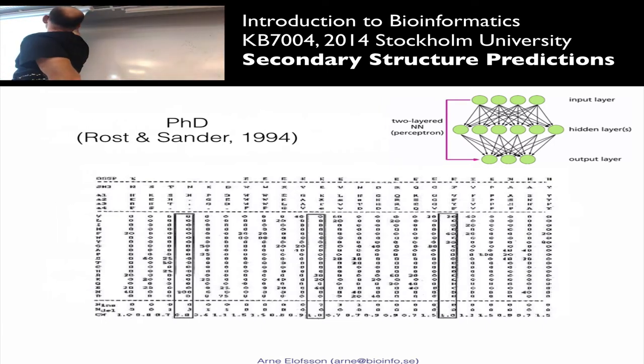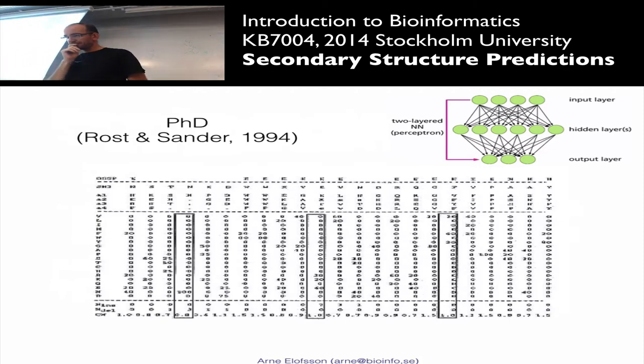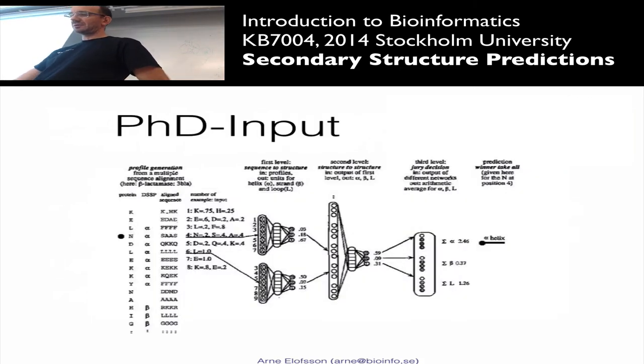And they have some input layer, output layer. In this case, you would have 3 outputs: helix, sheet, loop. They did a few more tricks to get the performance up over 70%. One trick is that you use several layers. You used a first layer network, a sequence-to-structure network. Basically, you take this input here, and you have a window here, and you predict the probability for this position to be helix, sheet, or loop. That's very, very straightforward. But you do a couple of different versions of this.